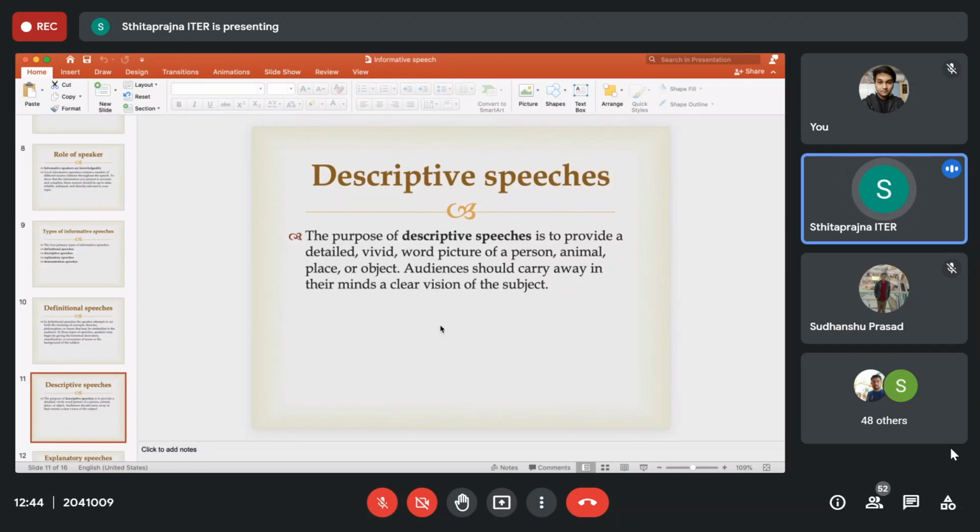So audiences carry away in their minds a very clear vision of the subject. Your audience should be carried away with your speech, literally visualizing everything that you say. So that can also be part of your informative speech topic, describing a particular place. We haven't traveled all the places, so you can pick up a place and use that as your informative speech topic.